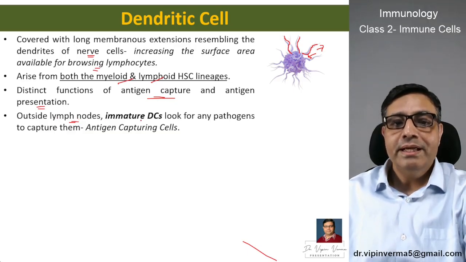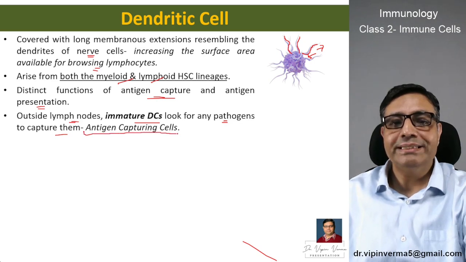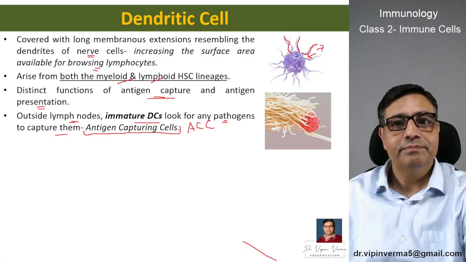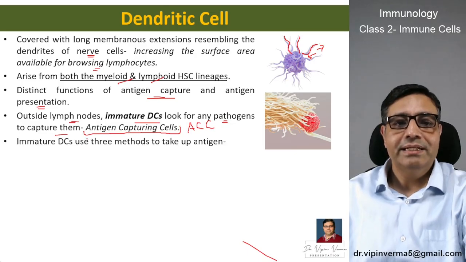Outside lymph nodes, immature dendritic cells look for any pathogens to capture them. So they are the antigen capturing cells. So we call them ACC, antigen capturing cells. Their main role is to capture the antigen. So here you can see the antigen is being captured by the dendritic cells. Okay, so this is the antigen, red color, and it is being captured here. So they are the antigen capturing cells.